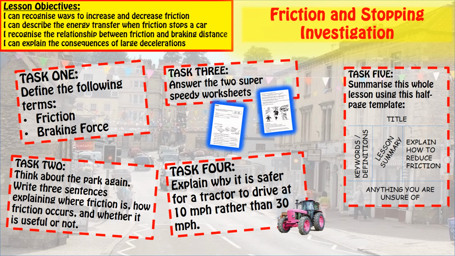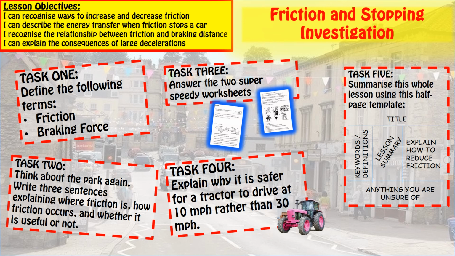Okay, as always, we've got the last tasks to do. So task 1, define the terms friction and braking force. Okay, hopefully you've got these in your book already. If not, just add them in now. Task 2, think about the park again. Write 3 sentences explaining where friction is, how it occurs, and whether it's useful or not. So we've discussed the first 2 parts of that, so it's your opportunity here to discuss whether it's useful or not.